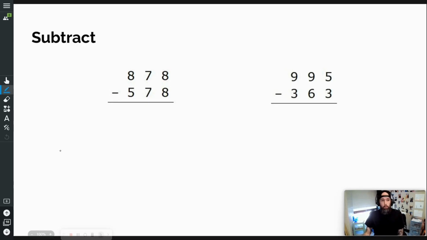Lots of zeros to this one. 878 minus 578. So start all the way to the right. 8 minus 8 is 0. Write it under the line. 7 minus 7 is 0. Write it under the line. And 8 minus 5 is 3. So you get 300. Not too bad.